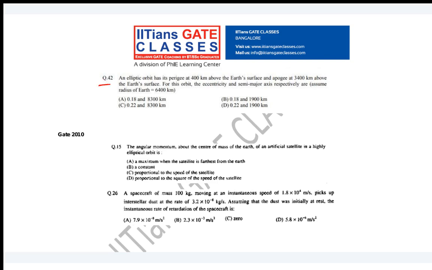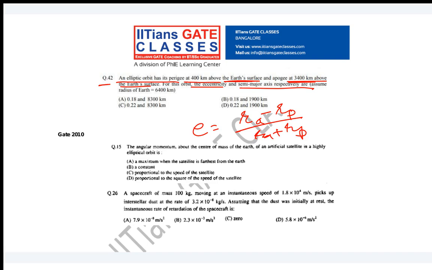What is given? An elliptical orbit has perigee 400 km above Earth's surface and apogee 3400 km above Earth's surface. They ask eccentricity and semi-major axis. So what is the e? It is (R_A minus R_P) upon (R_A plus R_P). Now what is the R_A? Mostly people make a mistake: they forget to add Earth radius, because it is given as above Earth's surface.